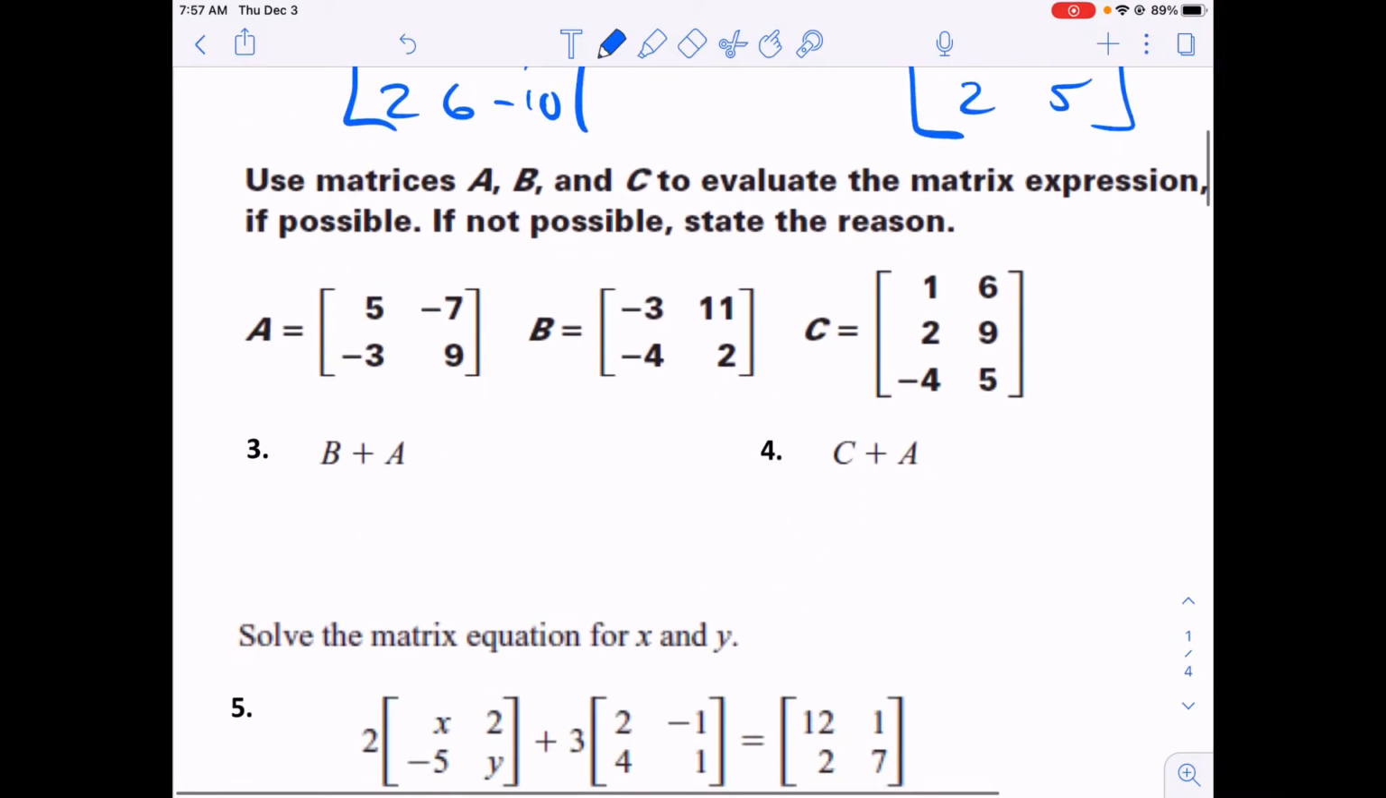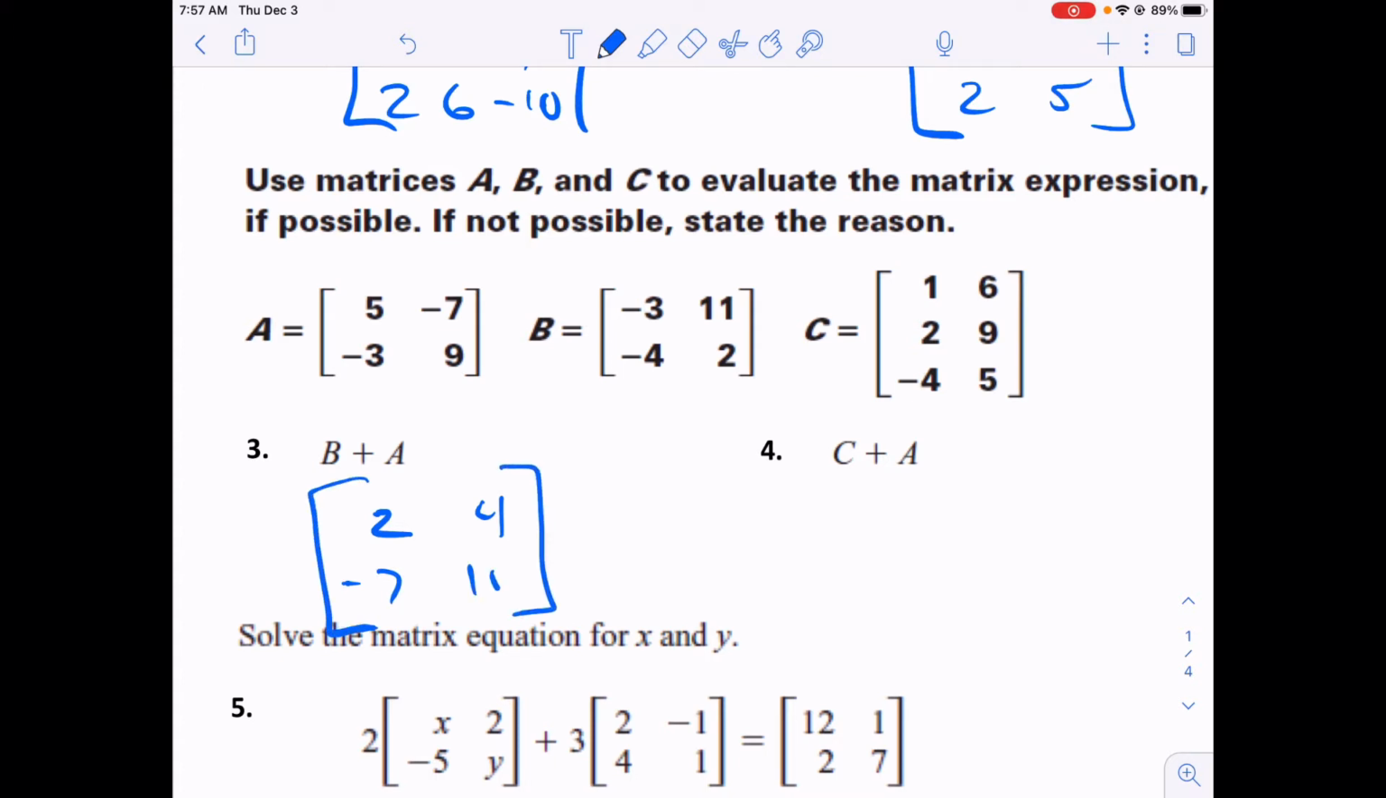Down here, now the matrices have names A, B, C, and then you have to perform the operations listed below, if you can. So number 3, take B and A and add them together. So it's 5 plus a negative 3, so that's going to be a 2. Negative 7 and 11 is going to be a 4. Negative 3, negative 4 added together is negative 7. 9 and 2 is 11.